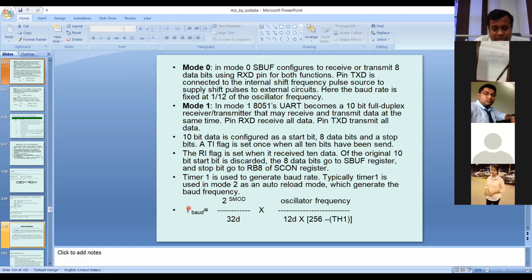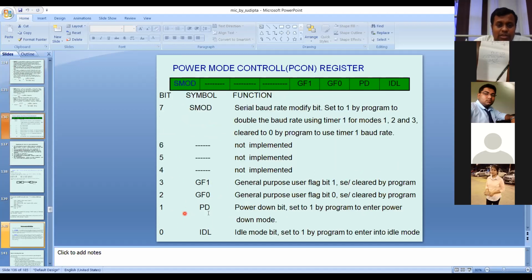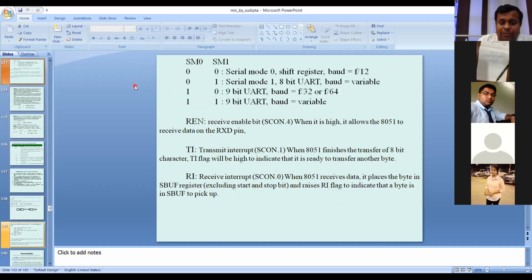How the baud rate is calculated, the equation, is not so important. This SMOD is in the power control register, the PCON register. SMOD is a very important bit, called the double baud rate bit. Say you are selecting the baud rate in variable mode or fixed mode, and you have the option FOSC by 32 or FOSC by 64. When will it be FOSC by 32 and when FOSC by 64? If the SMOD bit is 0, then it is FOSC by 64. If SMOD is 1, the double baud rate bit, then it is FOSC by 32. Similarly, 12 and 24.